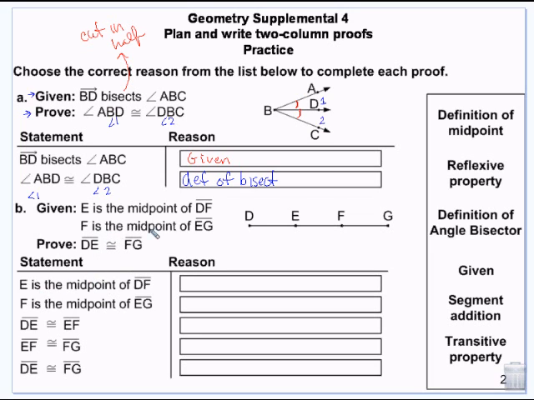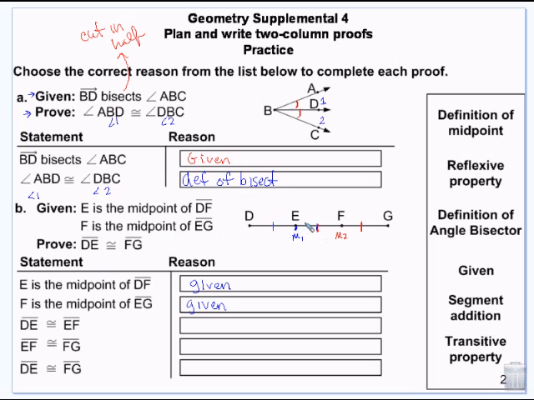Okay, so E is the midpoint of DF. That was given. Okay, so E is the midpoint, so I'm going to put that with an M, which tells me that DE and EF are the same length. And then F is the midpoint of EG. That's given. Well, F is a midpoint, which tells me that EF and FG are the same length.